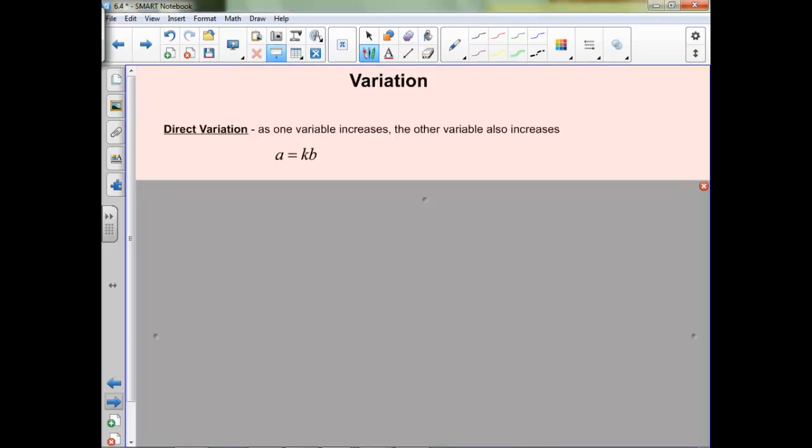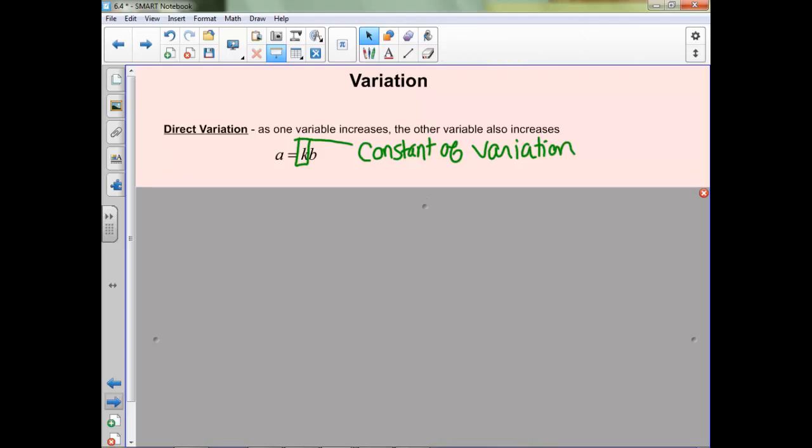Alright, variation. When we have direct variation, it means as something increases, the other something that's paired with it is going to increase. And our formula we're going to use is this A equals KB. One thing to notice, this is going to be our constant of variation. And we're just going to keep using K in this class.